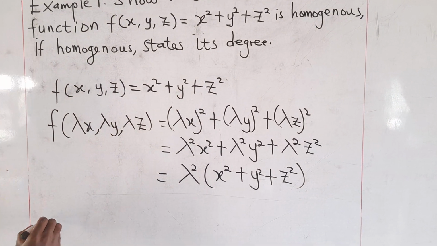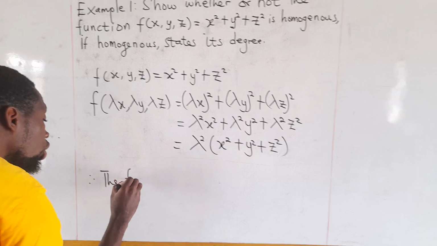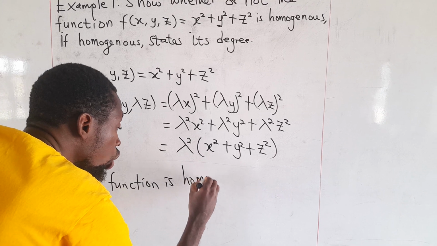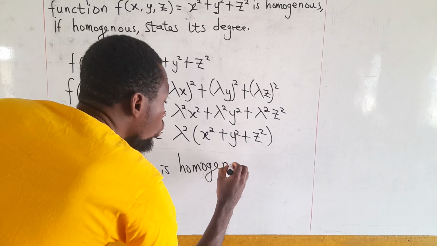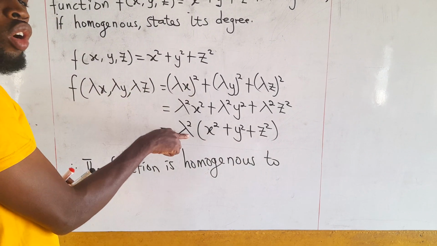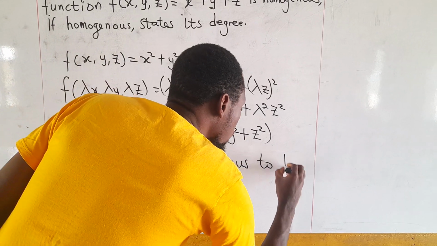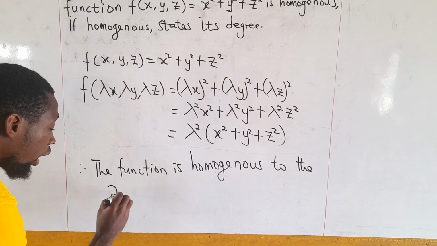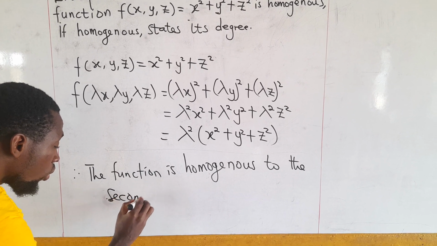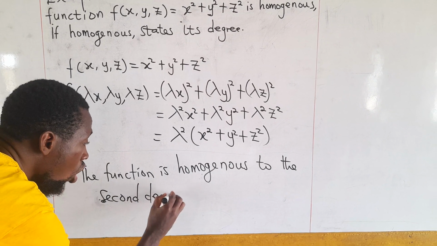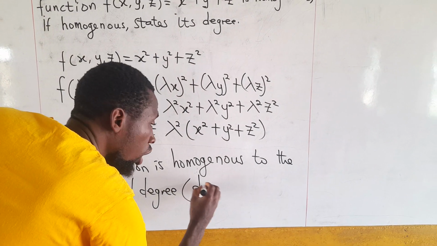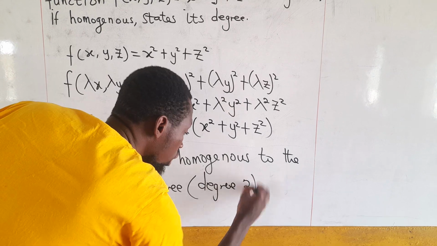So we say, therefore, the function is homogeneous. Homogeneous to what degree? The degree of lambda here. So to the second degree. Or it is homogeneous to degree 2. You can see that second degree and degree 2 are the same thing.